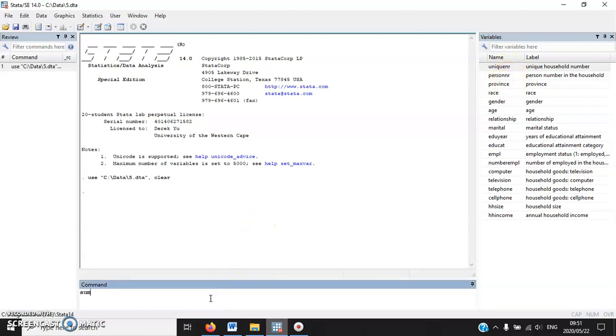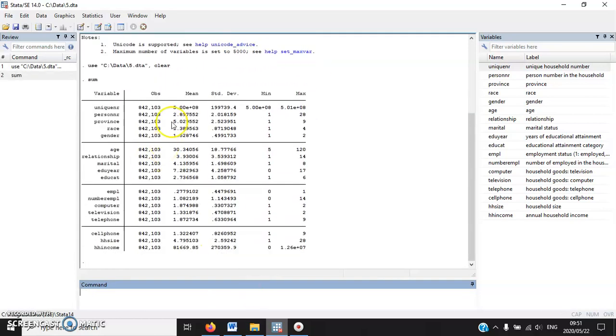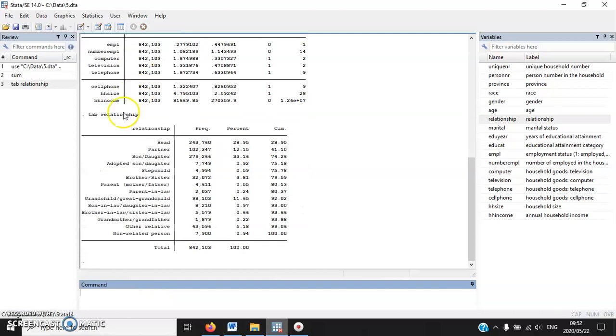I think this time it is a person level data set. Let's do a summary combine. So it's more than 800,000 people taking part. Province, race, gender, age, relationship. I think relationship represents whether you are the household head, you are the spouse of the household head, and so forth. Let's do a tabulation. Yes, this is the relationship variable. Marital status, I think self-explanatory.